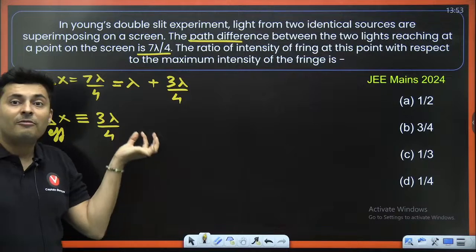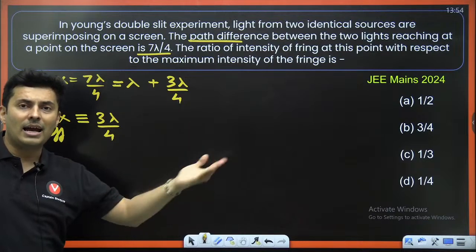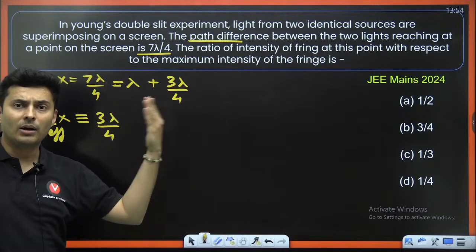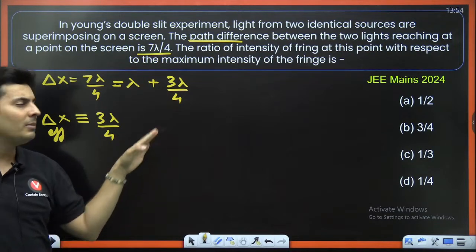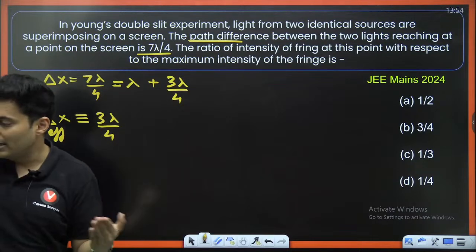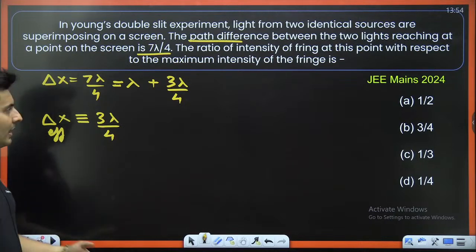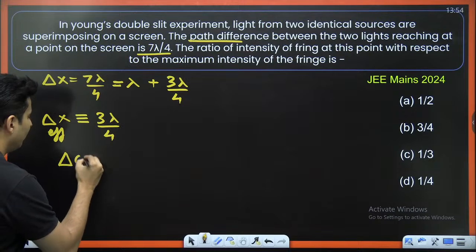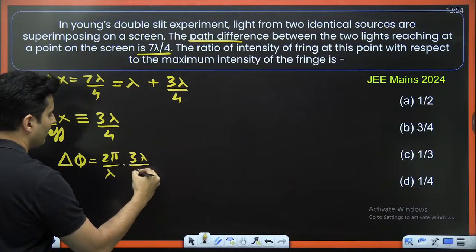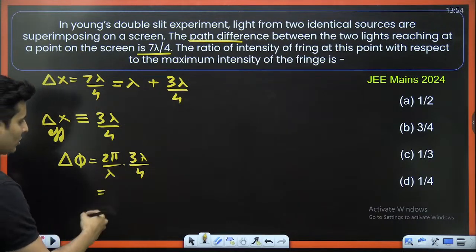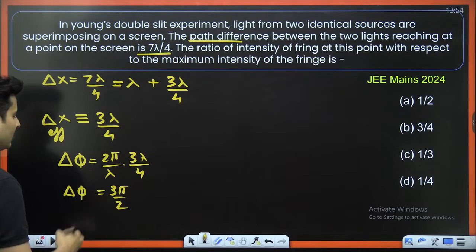So whenever path difference is more than lambda, try to take out all those lambdas beforehand, so that the remaining path difference is less than lambda. It becomes easier to solve the problem because a lambda is always 2 pi radians. So that will help you simplify the question. Now the phase difference, which is 2 pi by wavelength into the path difference, which is 3 lambda by 4. 2 and 4 cancel, becomes 2. Lambda cancels, so it will become 3 pi by 2. That is 270 degrees.